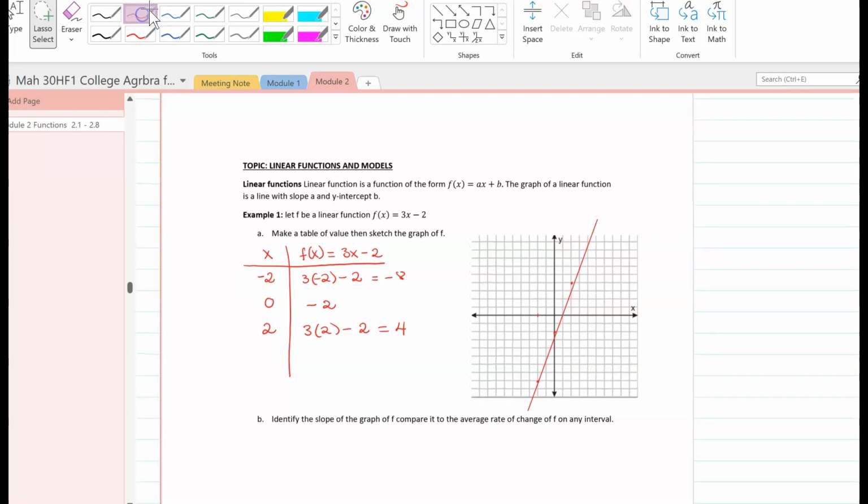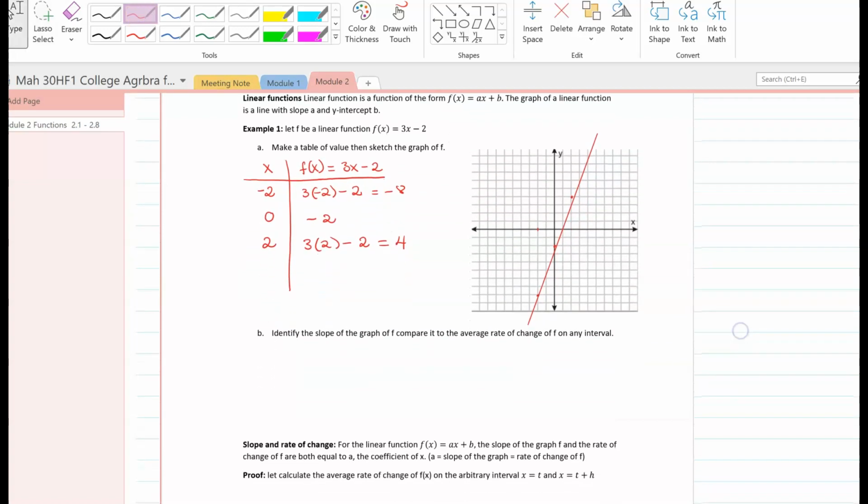Now the next thing, identify the slope of the graph and compare it to the average rate of change. Well, the slope, f(x) = ax + b, so the slope a is equal to 3. So let's calculate the average rate of change between 2 and -2.